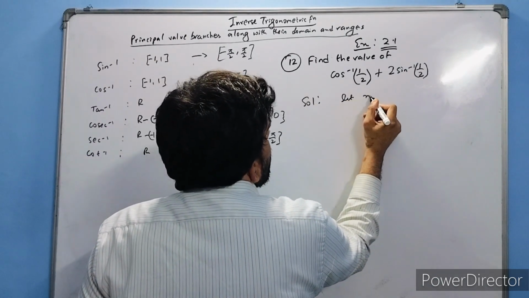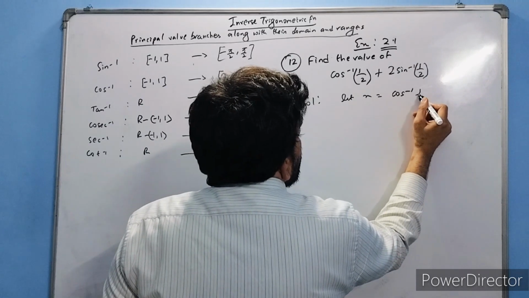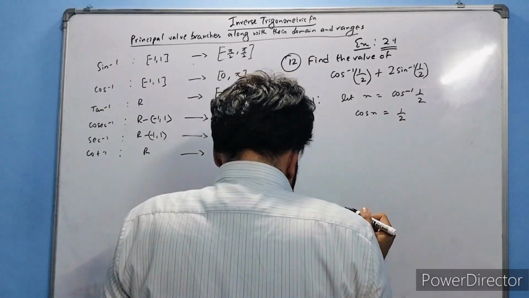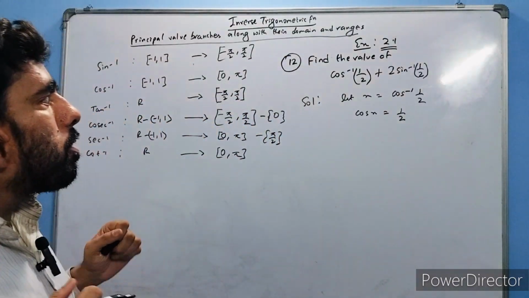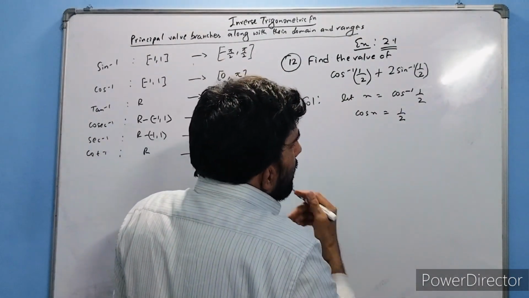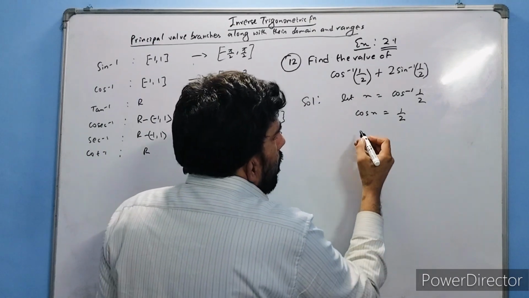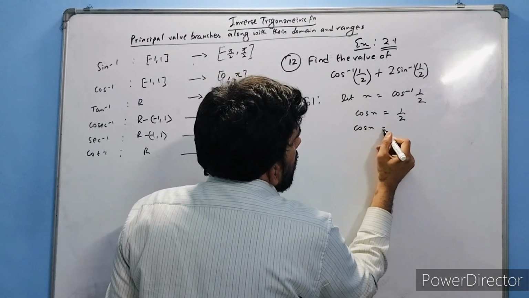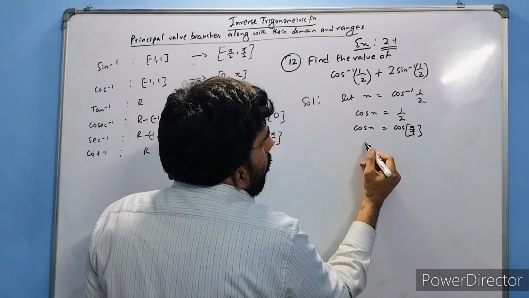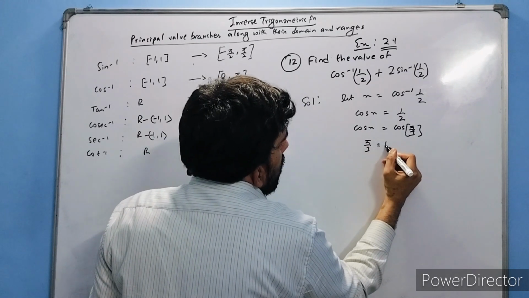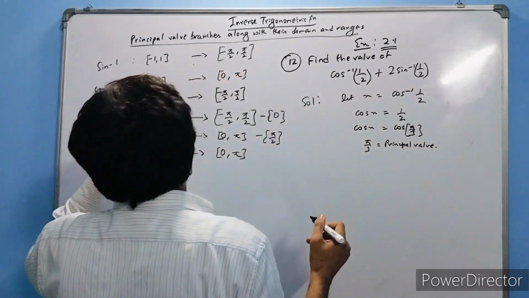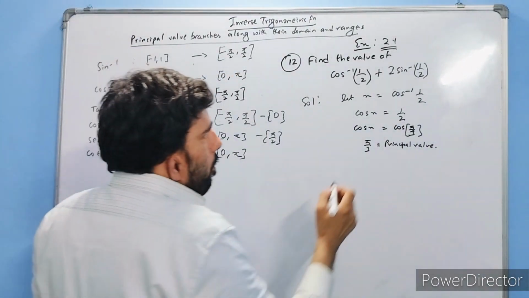Let x is equal to cos inverse half. So cos x is equal to half. I can take cos x is equal to cos pi upon 3. So its principal value will be pi upon 3. We all know its range is between 0 to pi. So the first one I have solved.